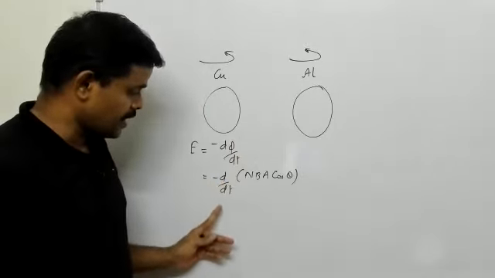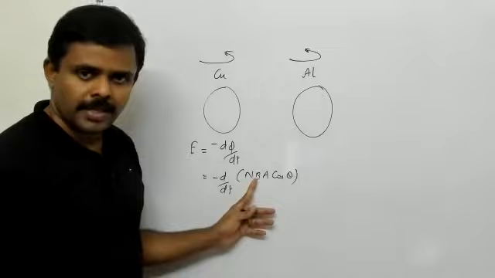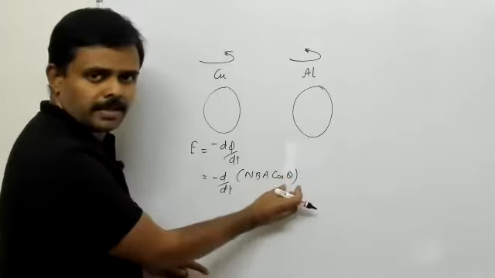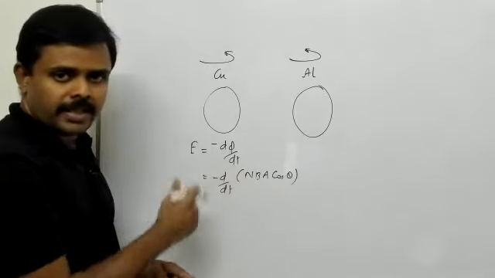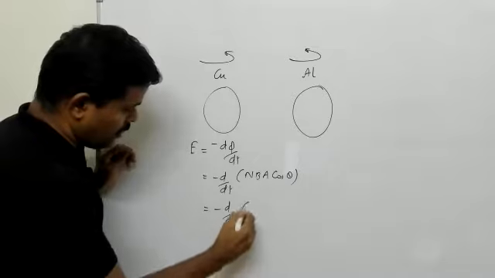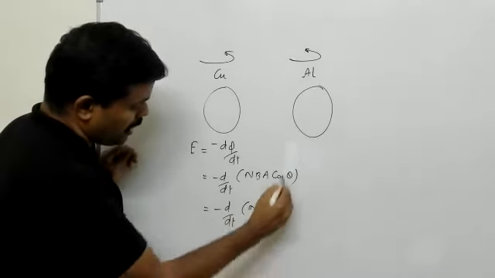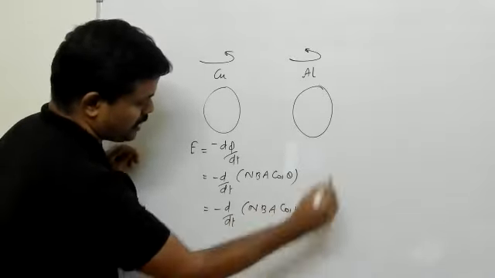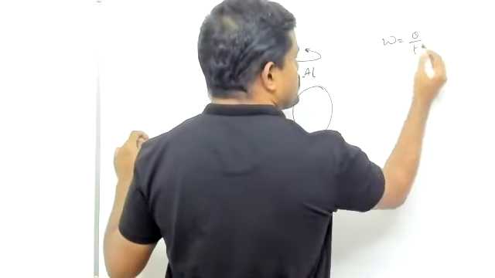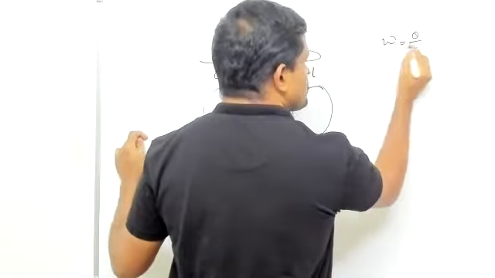That is minus d by dt of NBA cos theta, because this is B dot A. But there are N turns, so I am putting N there, NBA cos theta. That is equal to minus d by dt of NBA cos omega t. Why? Because omega is equal to theta by t. You learned it in first year classes.